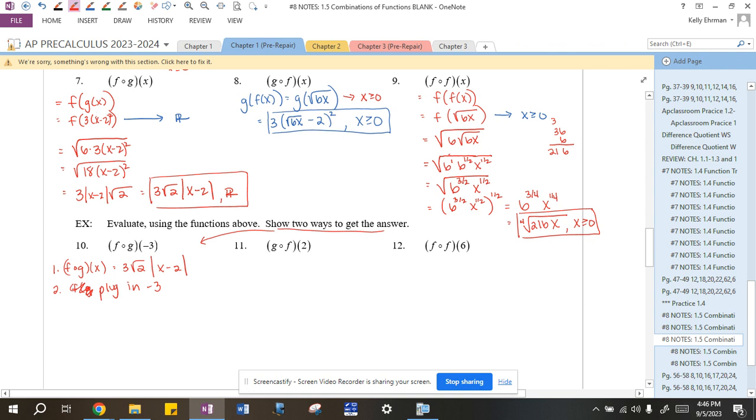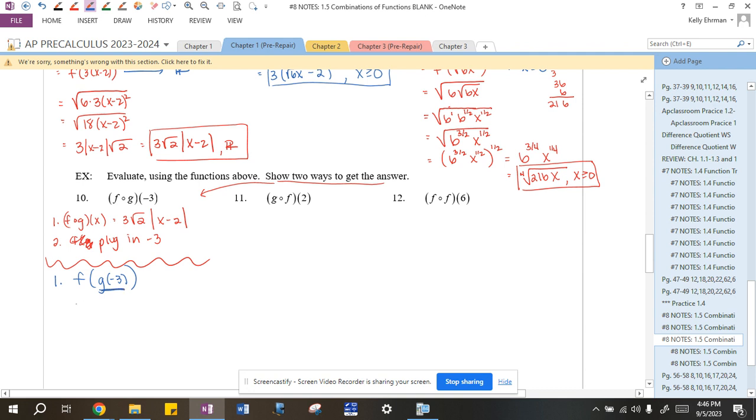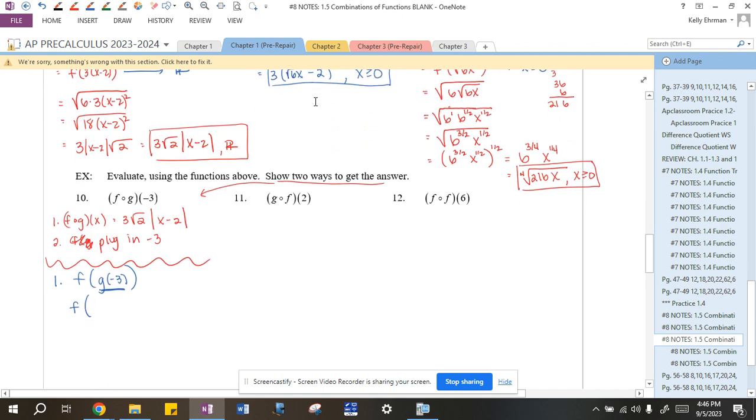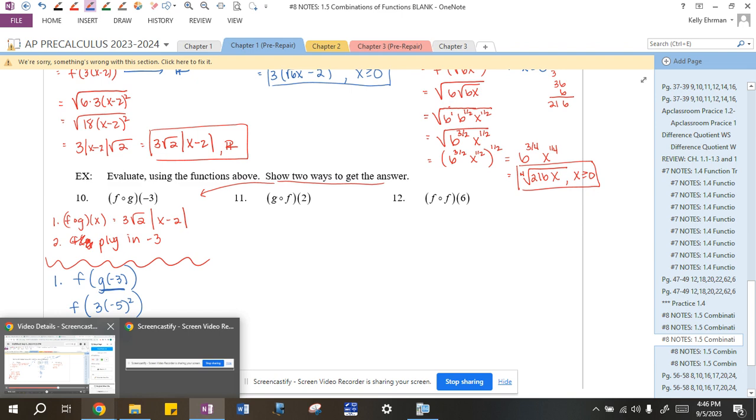But what if you didn't go through all the trouble of finding f composed with g to begin with? Then that could be pretty lengthy. So your alternative is just, if I want to find f of g of -3, it's important to know that you can find g of -3. So what is g of -3? Let's see. G is 3 times x minus 2 squared. That's 3 times 25, which is 75. And now it's find f of 75.